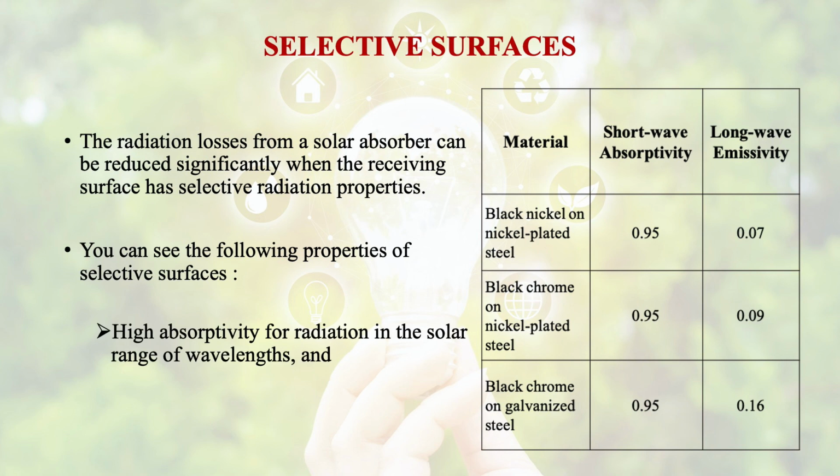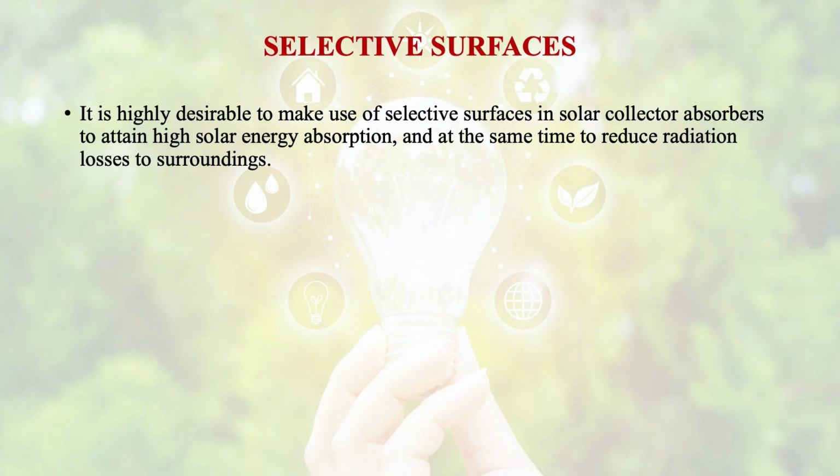So generally for the selective surfaces, what properties do we need? High absorptivity for radiation in the solar range of wavelengths and low emissivity for long wave thermal radiation. So these were some materials that we use for the selective surfaces. So it is highly desirable to make use of selective surfaces in solar collector absorbers to attain high solar energy absorption and at the same time to reduce radiation losses to surroundings. So it is important to discuss the basic principle of solar radiation as well. So let us discuss first the basic principle of solar radiation.